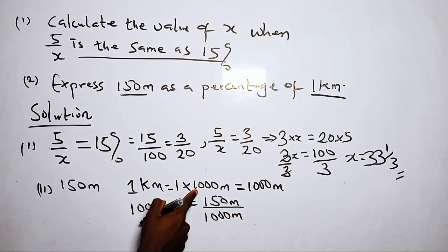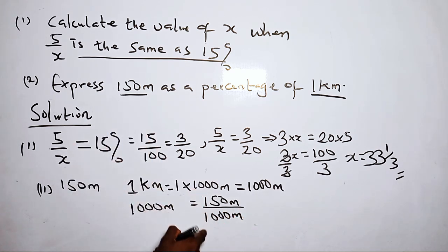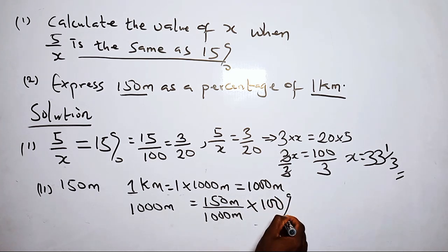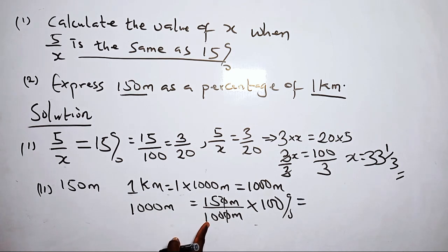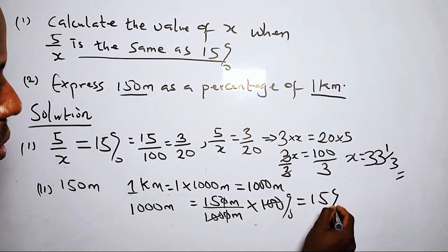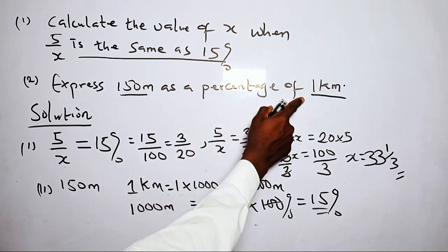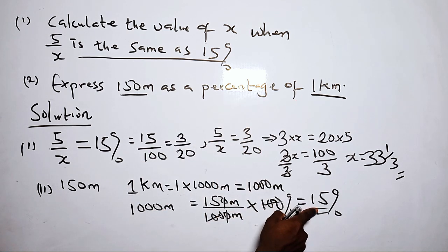You are expressing this in the form of a percentage, so we multiply by 100. For 100%, 0 will cancel 0. We have 100 and 100, so let us take it out. So we have just 15. We have 15%. Which means when we express 150 meter as a percentage of 1 kilometer, we have 15%. Thank you very much.